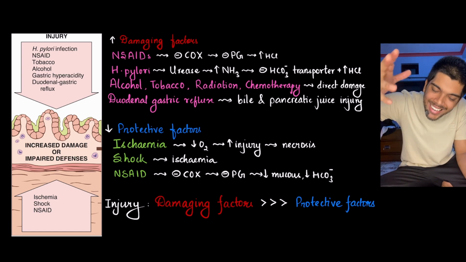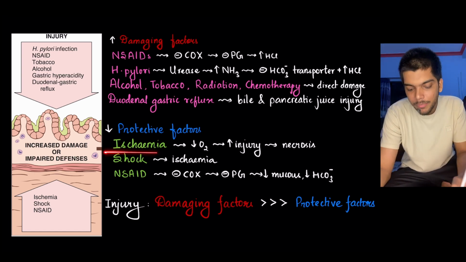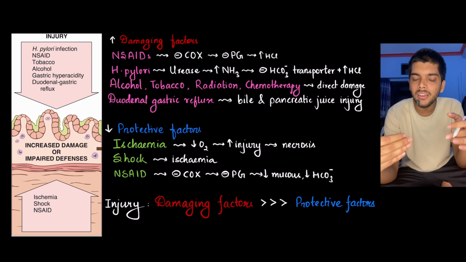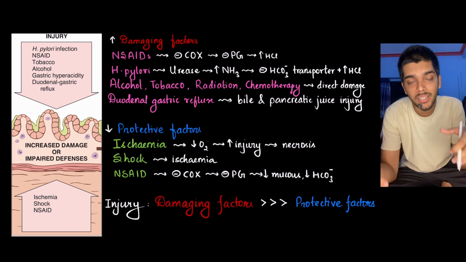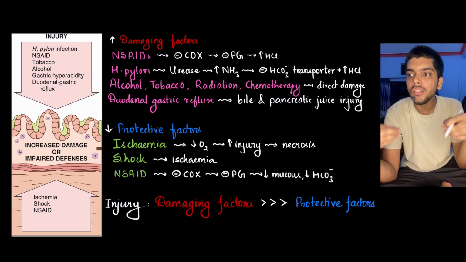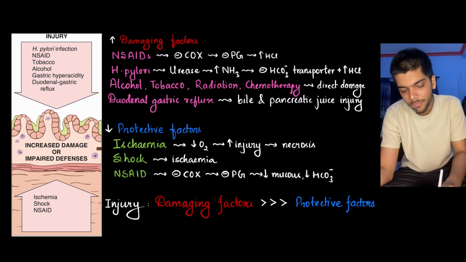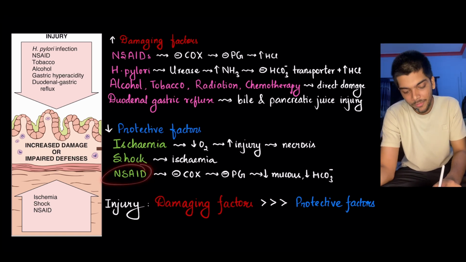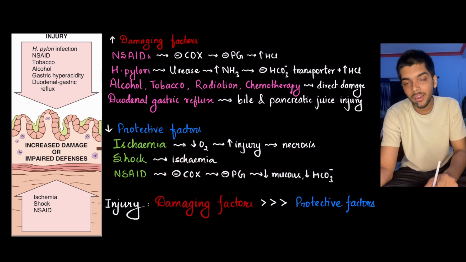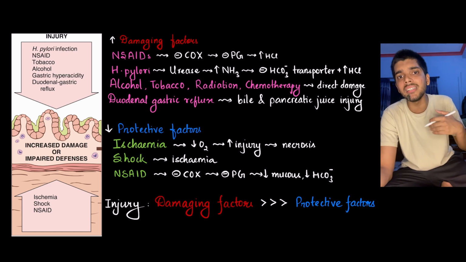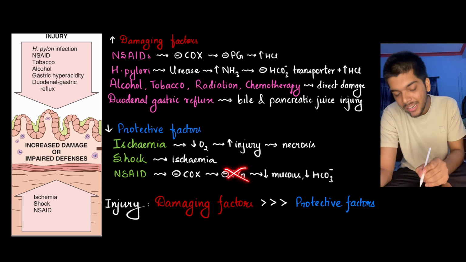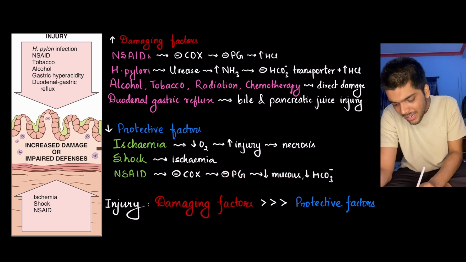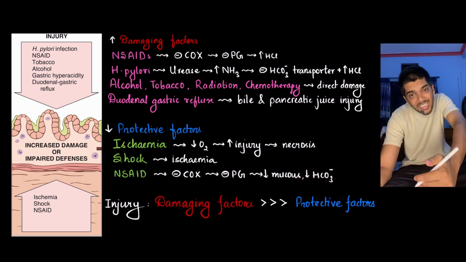Now, how can a decrease in protective factors take place? Ischemia. When there is ischemia, there is a decrease in mucosal blood flow. That means there is a decrease in oxygen and nutrients. That means injury takes place, necrosis of cells takes place. Second, shock. Shock eventually leads to ischemia. NSAID. NSAID inhibits the COX pathway, it inhibits prostaglandin. Prostaglandin is not just responsible for inhibiting the secretion of HCl, it is also responsible for increasing the secretion of mucus and bicarbonate, which protect the wall of the stomach. But since prostaglandin is inhibited, there is a decrease in mucus and a decrease in bicarbonate. This is how there is a decrease in protective factor.